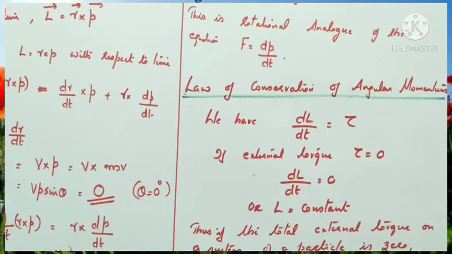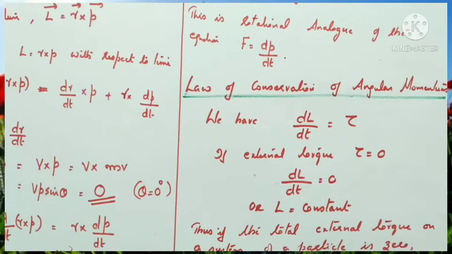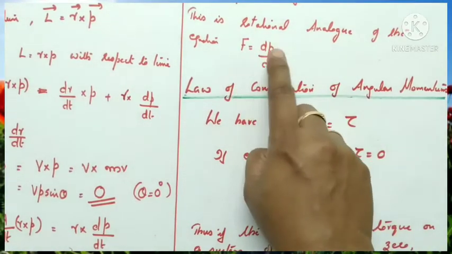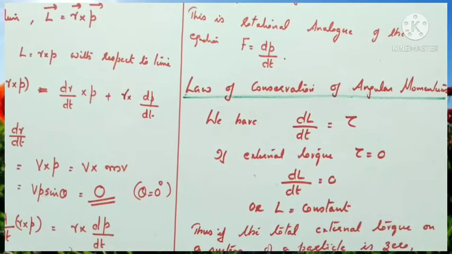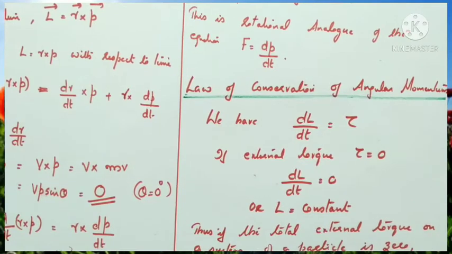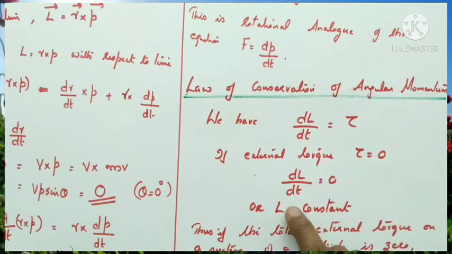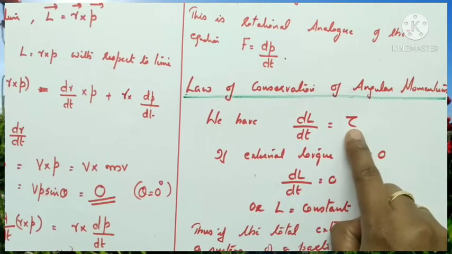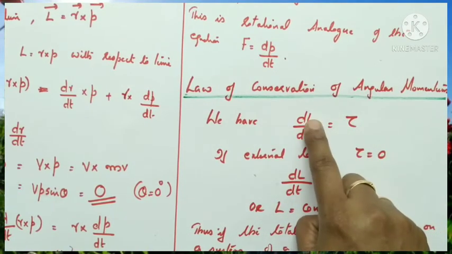Now we can discuss what is the law of conservation of angular momentum. In the chapter laws of motion, we have seen the law of conservation of linear momentum. That means when net force is equal to 0, momentum remains a constant, isn't it? Total force is equal to 0, the momentum of a system remains a constant. So here the law of conservation of angular momentum states that if external torque equal to 0, angular momentum remains a constant.